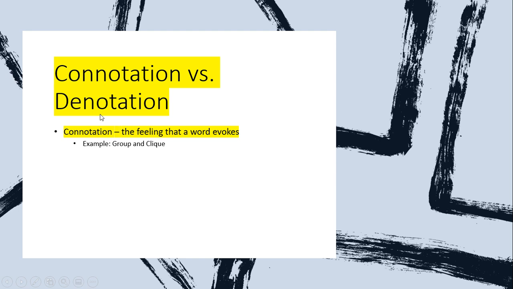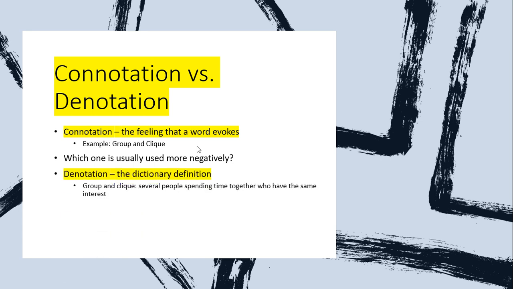So, group and click. I apologize. Group and click, right? They both have the same meaning. They mean the same thing, but click has a more negative connotation, right? So when you hear the word click, you think catty, you think mean, you think they don't want anybody else in their group. But ideally, the denotation, the dictionary definition, is several people spending time together who have the same interest.